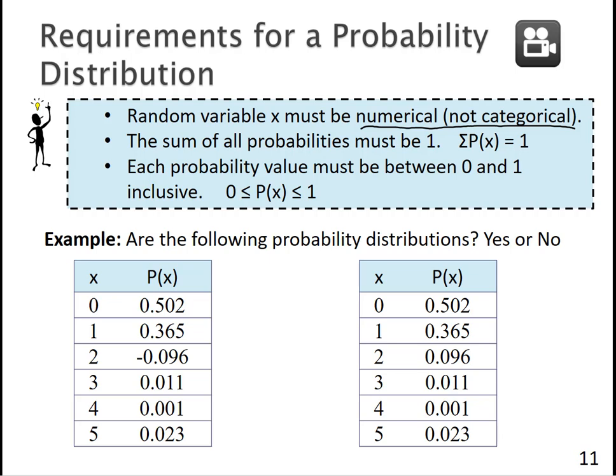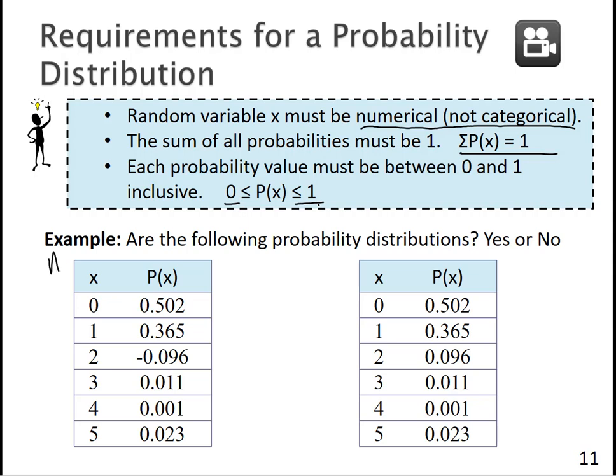So if you were to have your chart with your probability distribution, the sum of the probabilities must be equal to 1. And each probability value must be between 0 and 1 inclusive. What that inclusive means is that I can have an event with a probability of 0, and I can have an event with a probability of 1. That is totally okay.